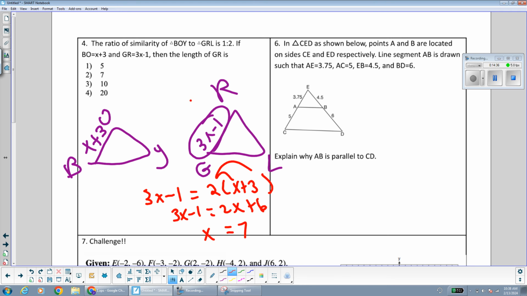You got to plug in to find the length of side GR. 21 minus 1 is 20. There we have it. Okay, we have the next one over here.